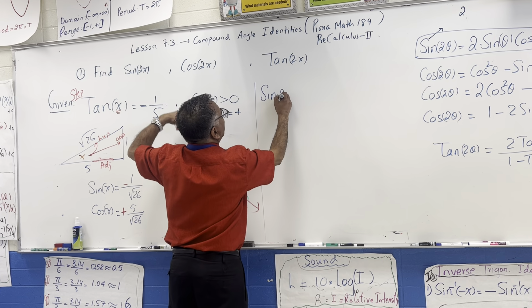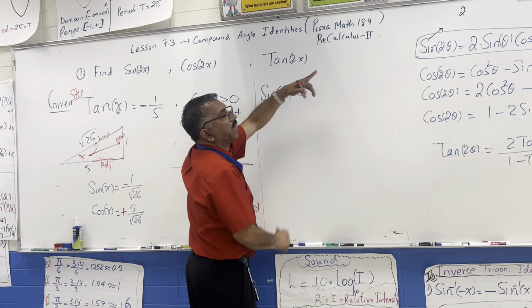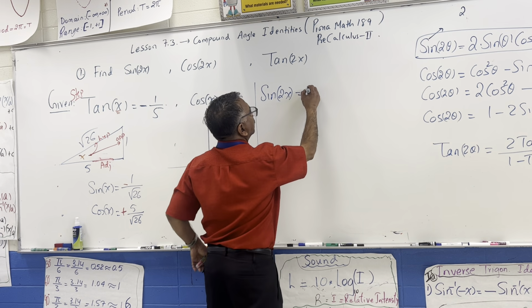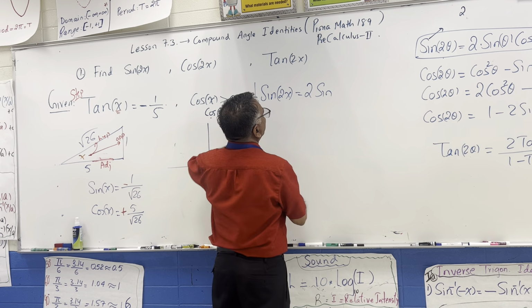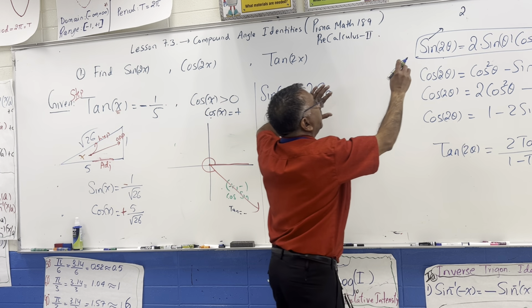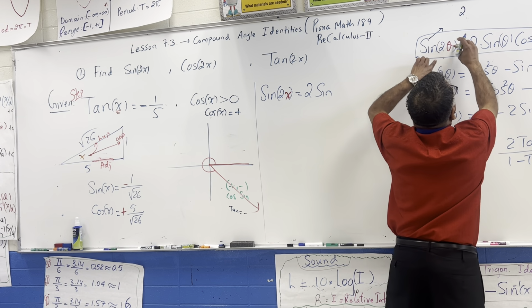Sine 2x, compound angle formula. What is sine 2x from this? How do I write it? 2 times negative 1 over square root. So this, instead of theta, what do you have? This one. I'm using that formula.